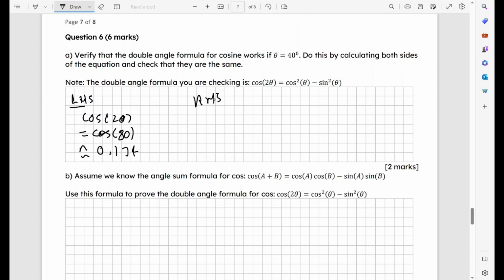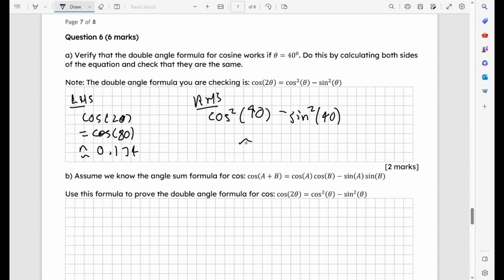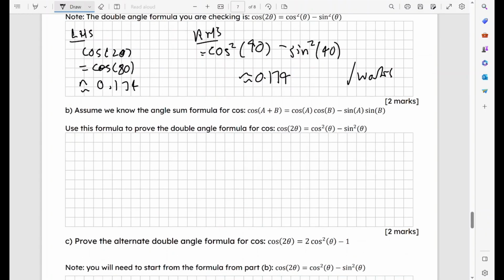And we're doing approximately equals sign, approximately equals 0.174. On our right-hand side, we're going to be doing cos squared of 40, take away sine squared of 40, and then we just chuck that straight into the calculator. So cos 40 squared, take sine 40 squared, gives us, hopefully, the same number, 0.174. Great. Okay, so that's good. That works.